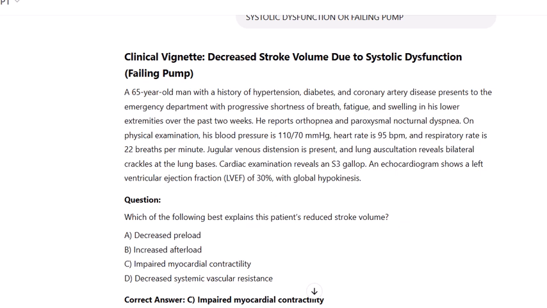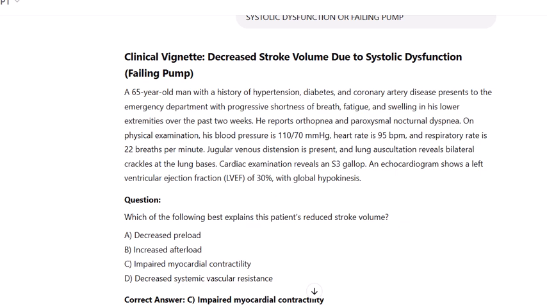Question: which of the following best explains this patient's reduced stroke volume? A. Decreased preload. B. Increased afterload. C. Impaired myocardial contractility. D. Decreased systemic vascular resistance. Correct answer: C.